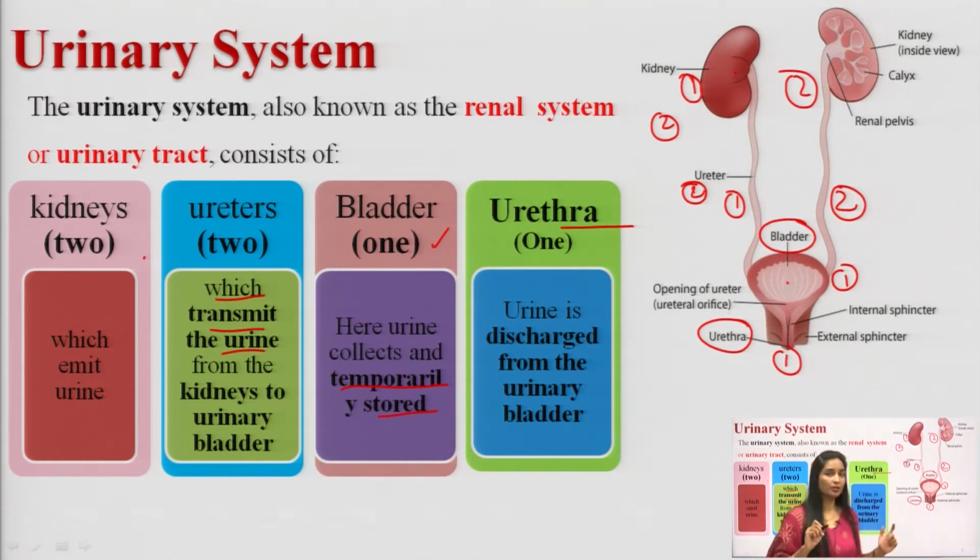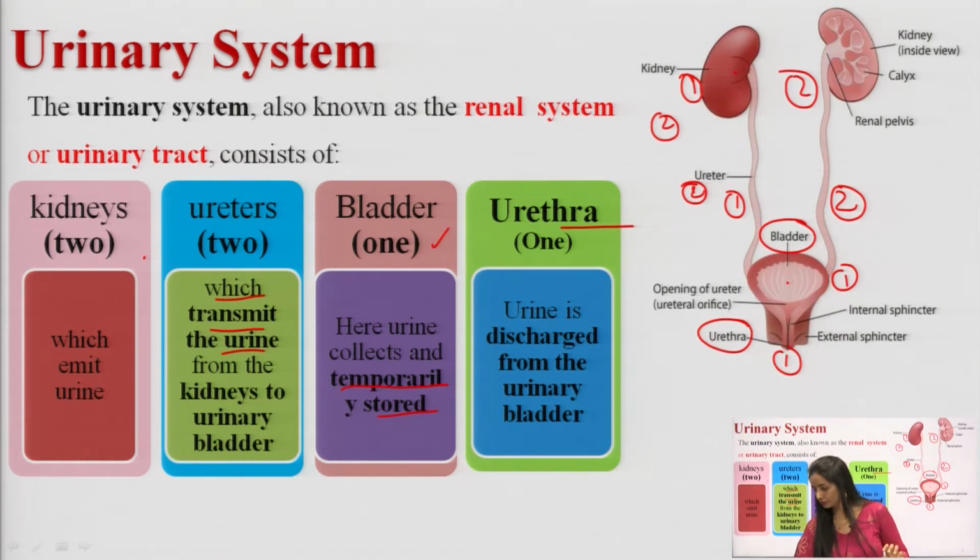I have discussed the function also here. What is the kidney's main role? It has to emit the urine, and once it emits urine, who is going to carry it? The ureter. The ureter will carry the urine from the kidney to the urinary bladder, and the urinary bladder will temporarily store the urine, and finally it will be excreted through the urethra.